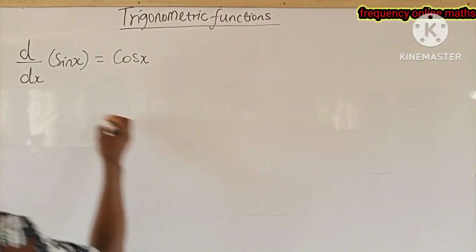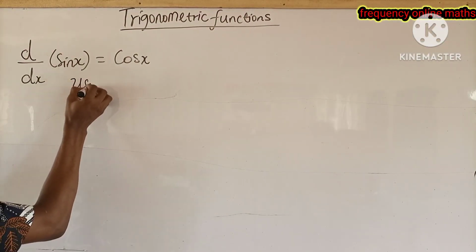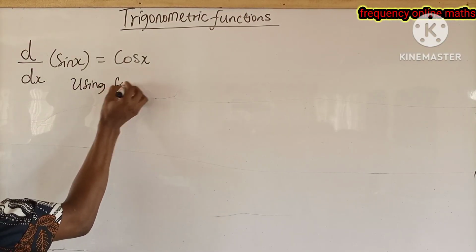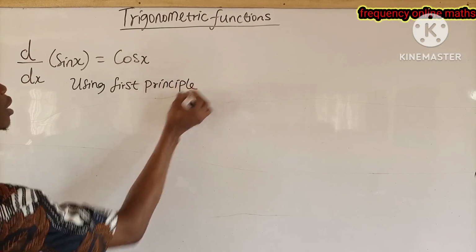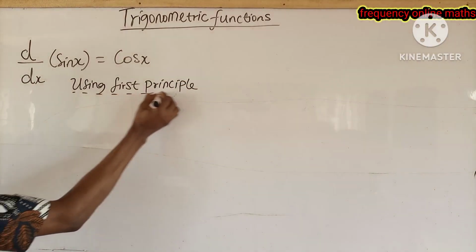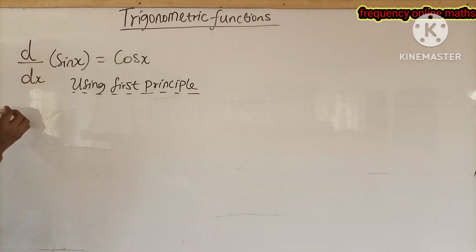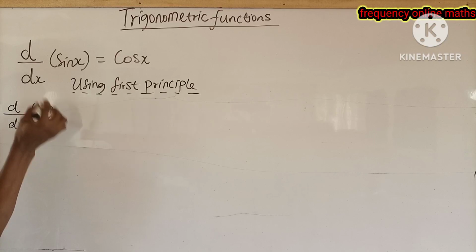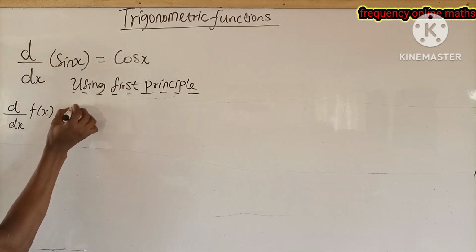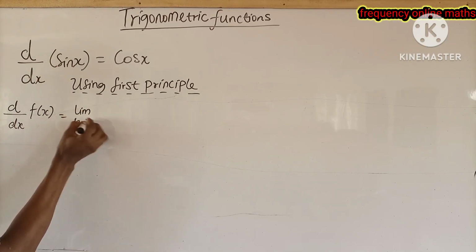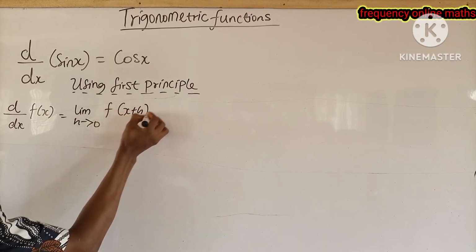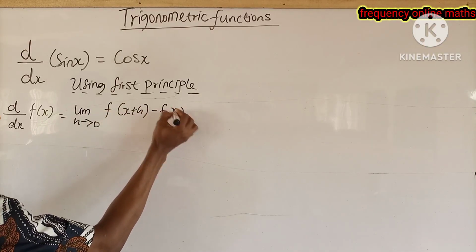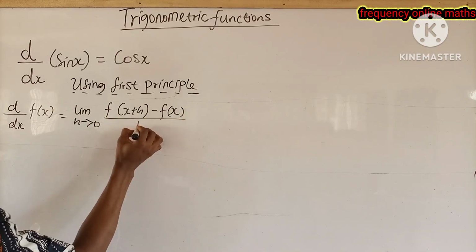So in order to find this, we are going to use first principle. The first principle formula is telling us that d over dx of f of x that we are finding is equal to the limit of h approaching 0 of f of x plus h minus f of x all over h.